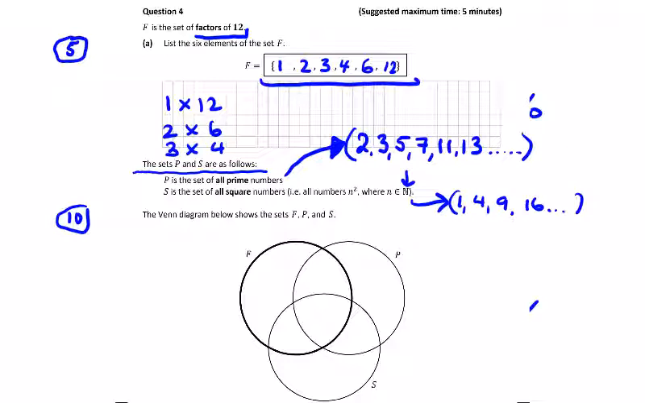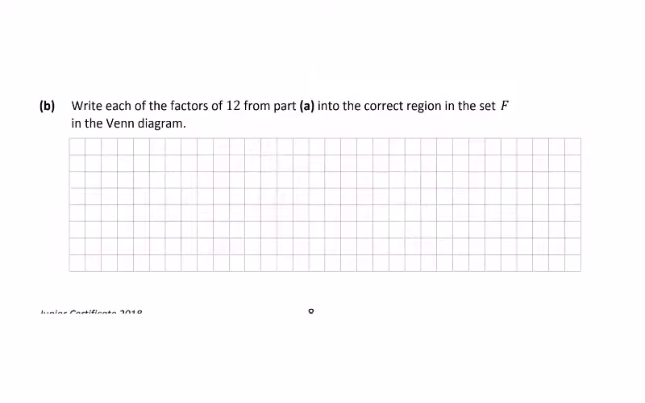The Venn diagram below shows the sets F, P, and S. Just to confuse us, F is up here. So what are we asked to do here? We just have to write each of the factors of 12 from part A into the correct region in set F. So let's put the factors from A into F.